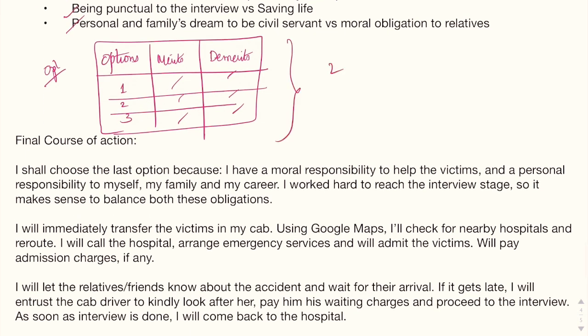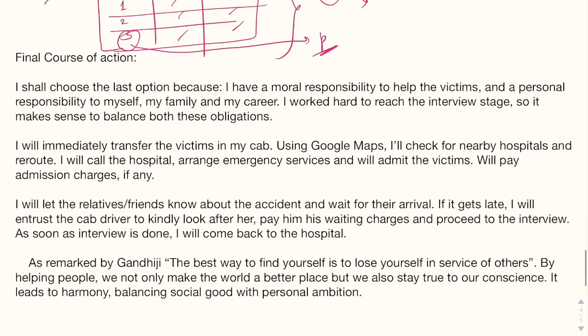In these options, two will tend to be extreme options where you let go of one and choose the other, and the third option would be something practical which will be a balance of the two, where you try to get the victims to the hospital and at the same time try to reach the interview in time. So here in the final course of action, you do mention in detail how you will implement this. You'll write in specific details with clear steps, such as first you will immediately transfer the victims to the cab. Using Google Maps, you will go to a nearby hospital and admit them and pay any charges if required. Then you let your relatives and friends know about the accident, wait for their arrival, etc.